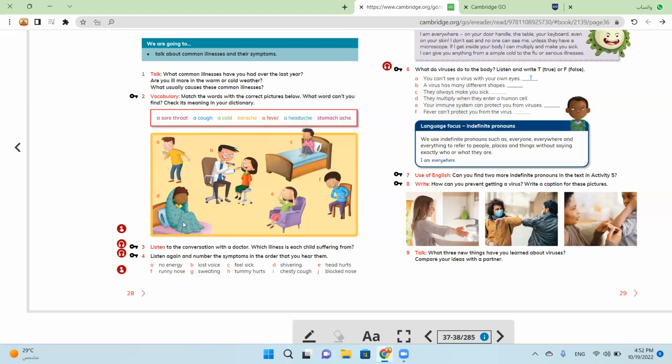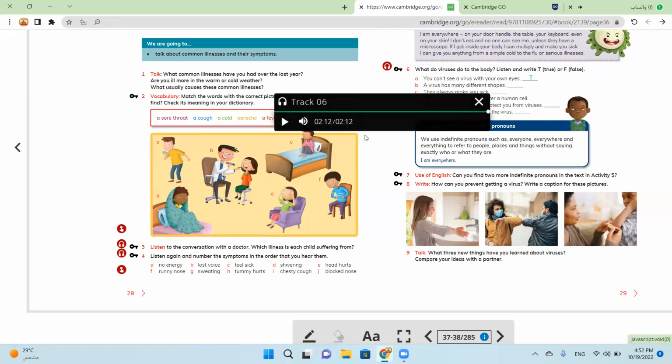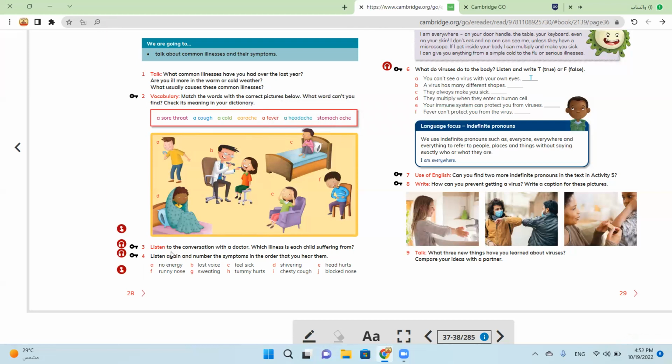Okay, as you have heard, most of these children are suffering from common illnesses. So, have you written which type of common illness? Okay, so the first one did have a stomach ache. The second one did have a sore throat. Number 3, a cold and a fever. Number 4, earache and cold. So these are the correct answers.